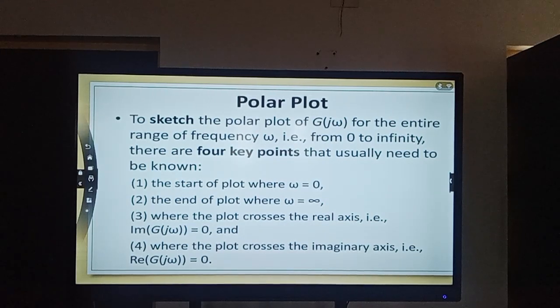And the most important 4 key points are there. It starts from where? Omega is 0. So the magnitude frequency ranges from 0 to infinite. The range of omega will start from 0, and the plot will go with omega ranging up to infinite.